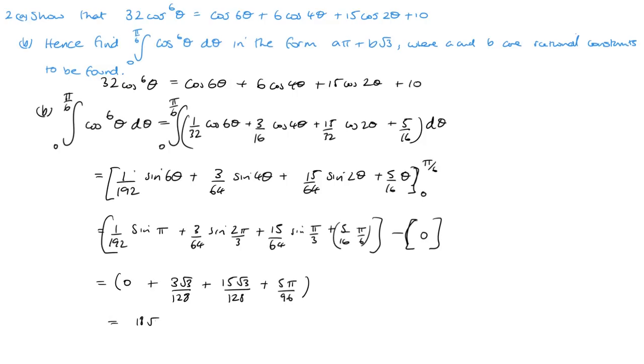So we've got 18 root 3 over 128 plus 5 pi over 96. This will be 9 over 64, so 9 root 3 over 64 plus 5 pi over 96. And A and B are rational constants, and that fits this form, where B is the 9 over 64 and A is the 5 over 96. So that's question 2 complete.